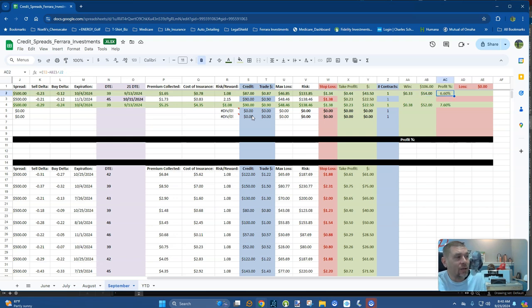As you can see, here's our formula. We're just taking S2, which is right here. So this is the credit that we took minus AB2, which is the amount that we took profit. All right, and then we're dividing that by J2, which is our spread.